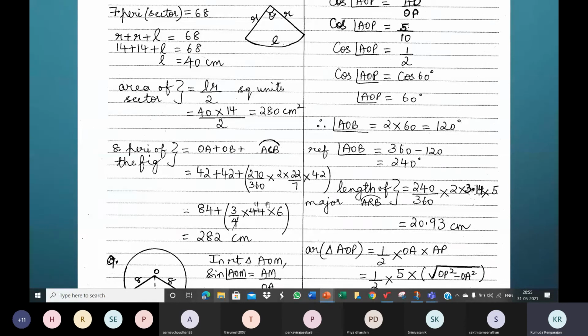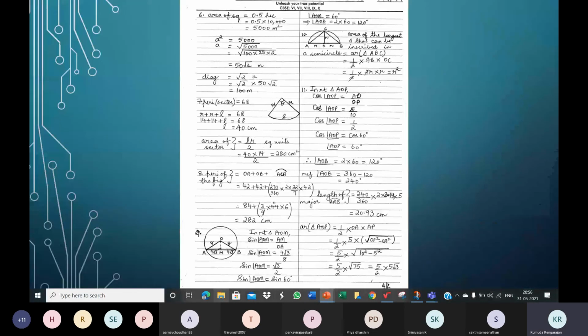Excuse me, ma'am. Yeah, tell me. Ma'am, a doubt. Yeah, please ask me. This is a major sector only, so that we can find only the perimeter of the sector. Why are we adding 84? I cannot understand the figure. Okay, okay. Let me tell you. Let me first explain the figure.